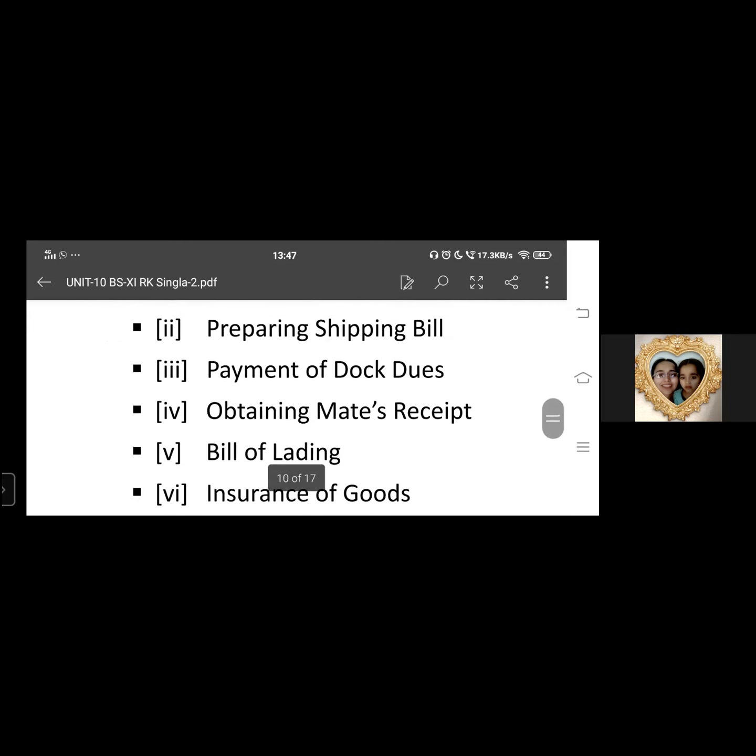Obtaining mate's receipt. When the goods have been loaded on the ship, then the captain of the ship gives a receipt of receiving goods on the ship, which is called mate's receipt. Okay, this receipt is of two types. If the goods loaded on the ship were in good condition and packing was good, and captain of the ship is fully satisfied with that, a clean receipt is issued. Okay, and secondly, if the pack of goods was unsatisfactory, then a foul receipt is issued.